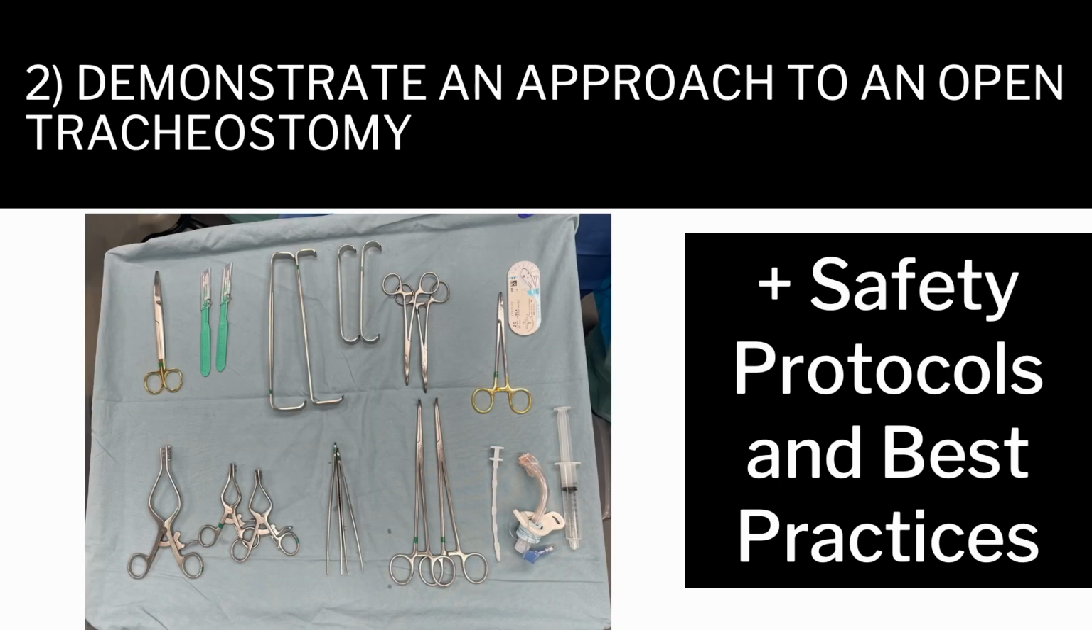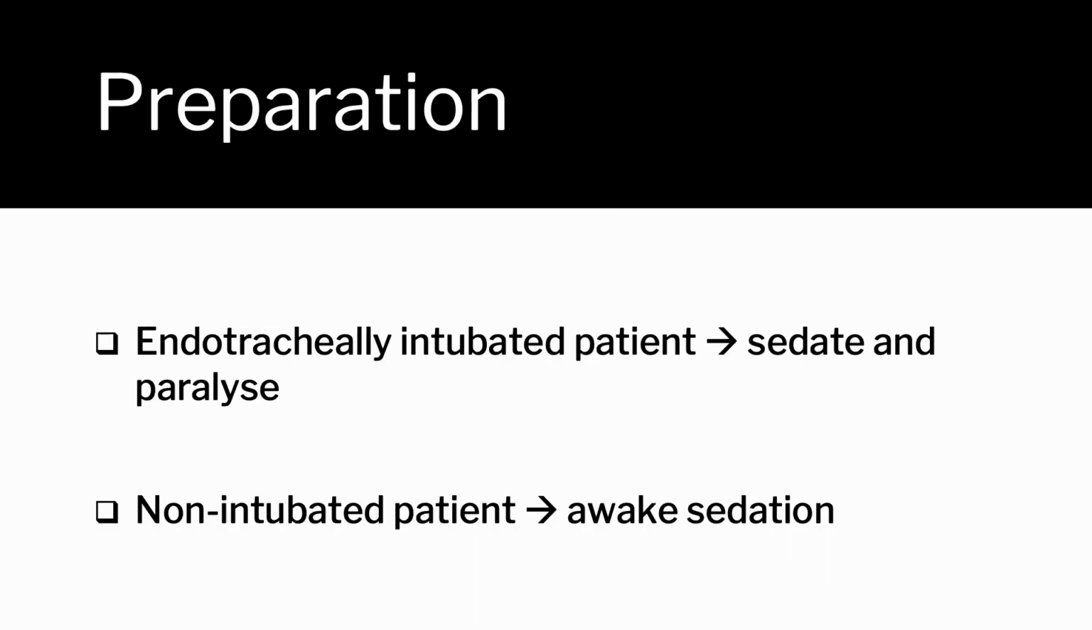For the procedure, you will need a scalpel, needle driver, sutures, small clamps, at least 2 Allis clamps, at least 2 self-retaining retractors, such as a Weitlaner, a tracheostomy tube, suction equipment, and cautery if available. In preparation for the procedure, if the patient is already endotracheally intubated, sedate and paralyze them. If you are doing a tracheostomy in a non-intubated patient, perform an awake sedation.